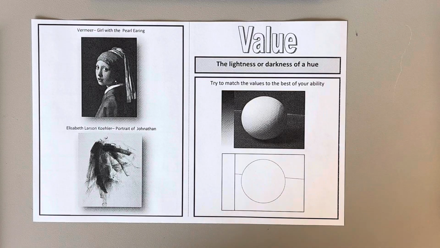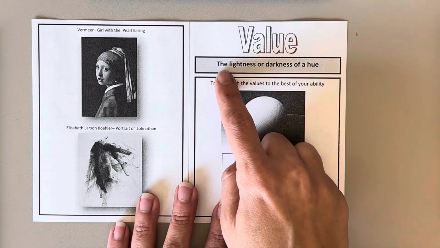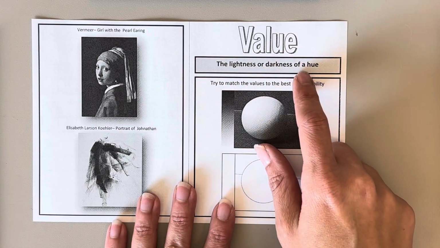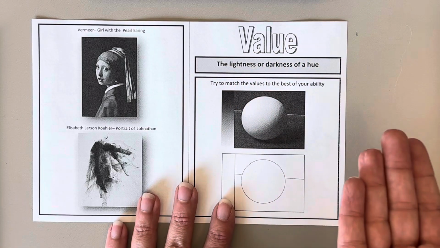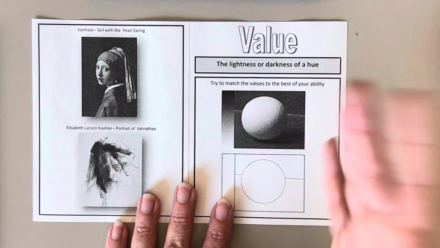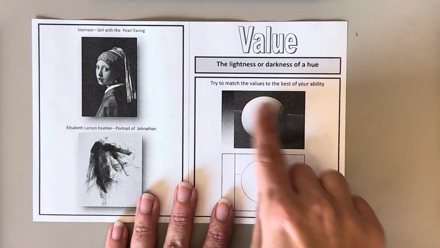Today we're starting a new section, so let's talk about what value means. The definition says the lightness or darkness of a hue. So that's basically talking about how an image is shaded in, essentially, or how they've filled it in.